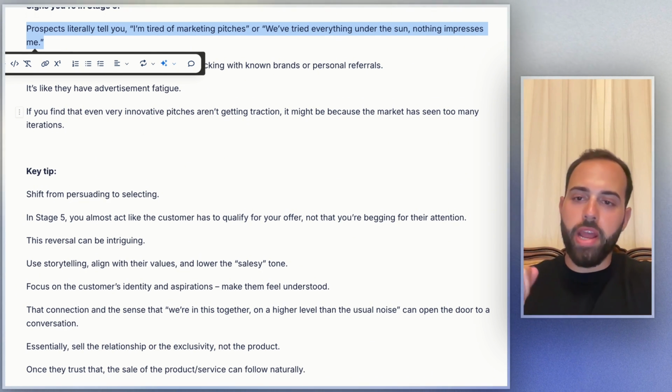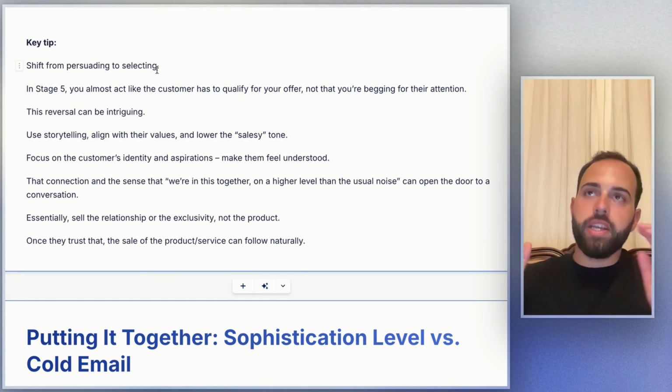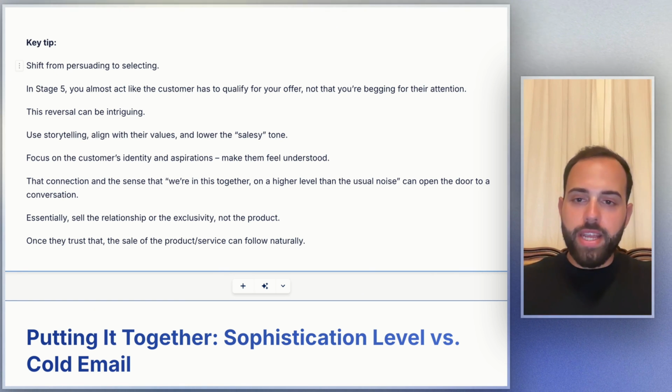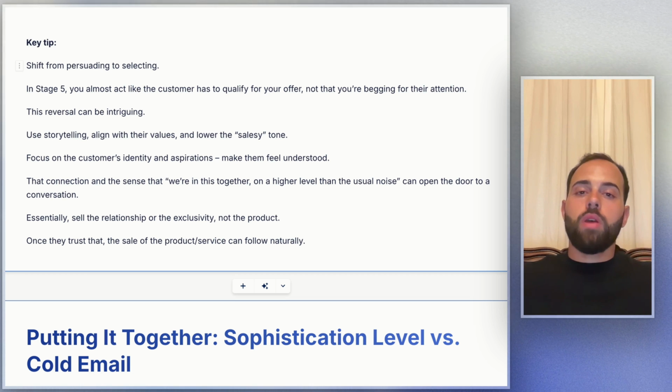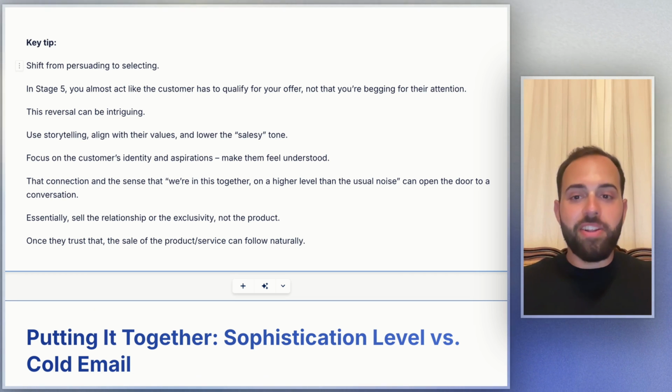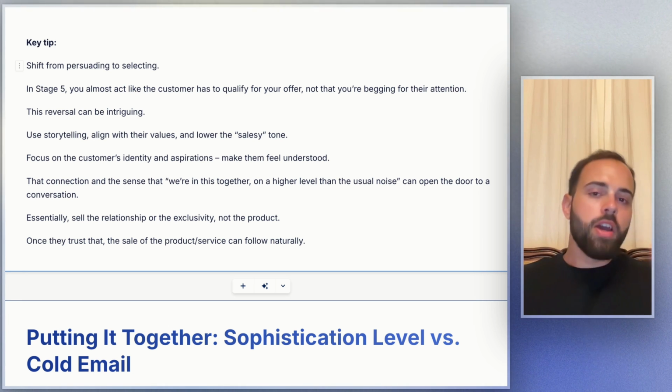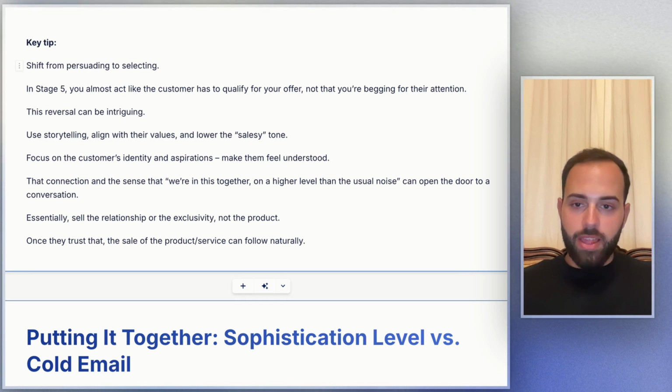And a key tip here is that you need to shift from trying to persuade people to become your clients to selecting, meaning that in stage 5, you almost have to act like the customer has to qualify for your offer and not that you're begging for their attention. And this reverse psychology is quite intriguing because you need to use storytelling, you need to align with their values, and you need to cut out all the salesy tone because people have had enough of it. You need to focus on the customer's identity, their aspirations, their current state, their desired state, and only then, once they align with the story, you can position your solution as the vehicle to take them from A to B.